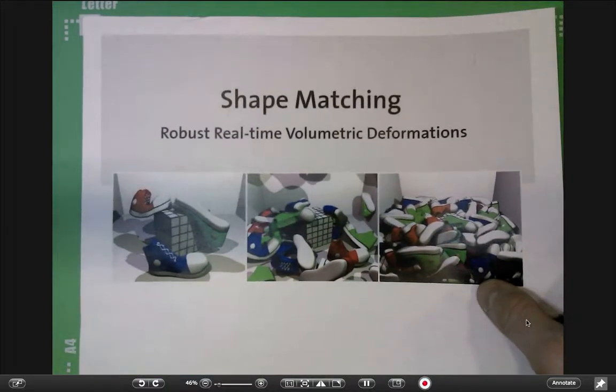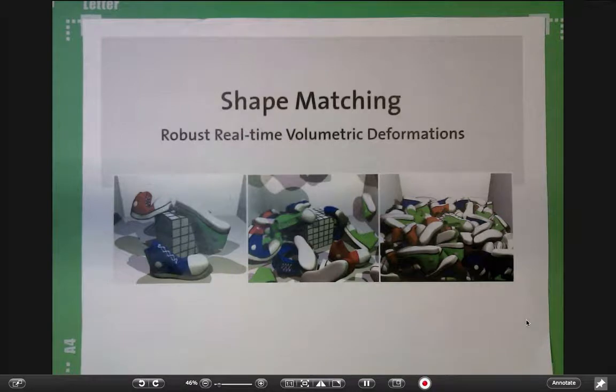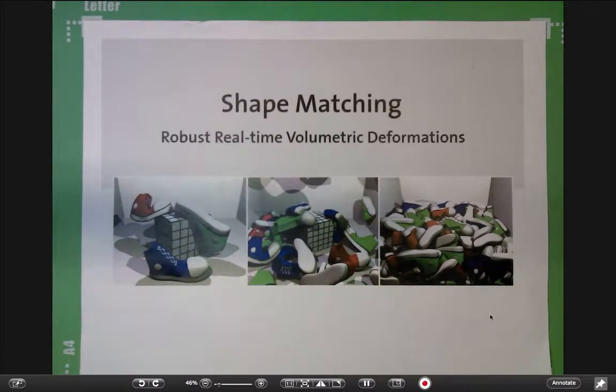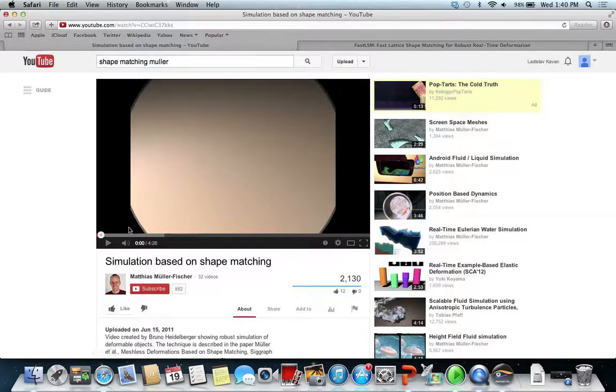Okay, and the shape matching idea, that's what I'm going to be talking about today, is related to position-based dynamics. It's actually a predecessor or precursor to position-based dynamics, because this paper appeared 1 year before position-based dynamics. But you can see that some of the ideas are shared. So let me start as usual by showing you the demo, a sort of funny demo.